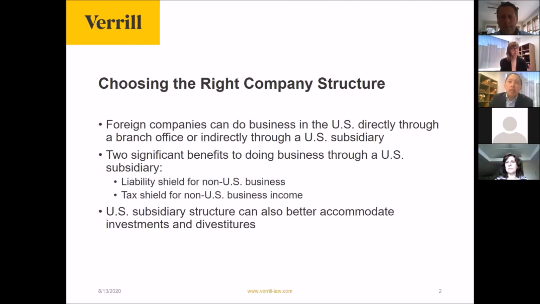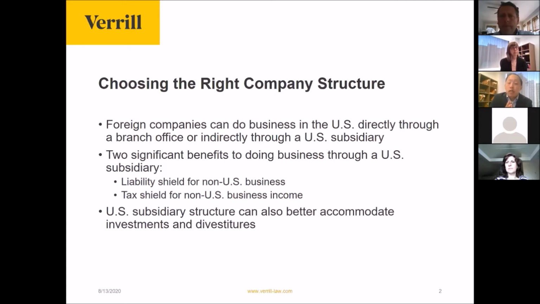The second significant benefit to doing business through a sub is that a foreign company effectively creates a tax shield for the foreign company's non-US business income. Doing business in the US directly through a branch office can, not to say necessarily will, but it can subject a foreign company's non-US income to US tax jurisdiction, which most companies obviously want to avoid. On the other hand, doing business through a US sub, if structured correctly, and I'll get more into this later, generally will not subject a parent company's non-US business income to US tax.